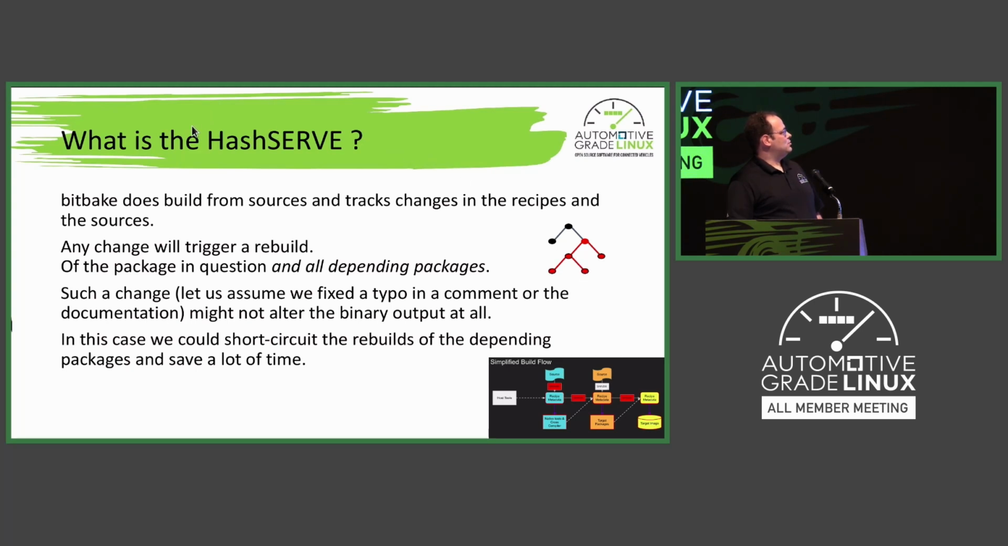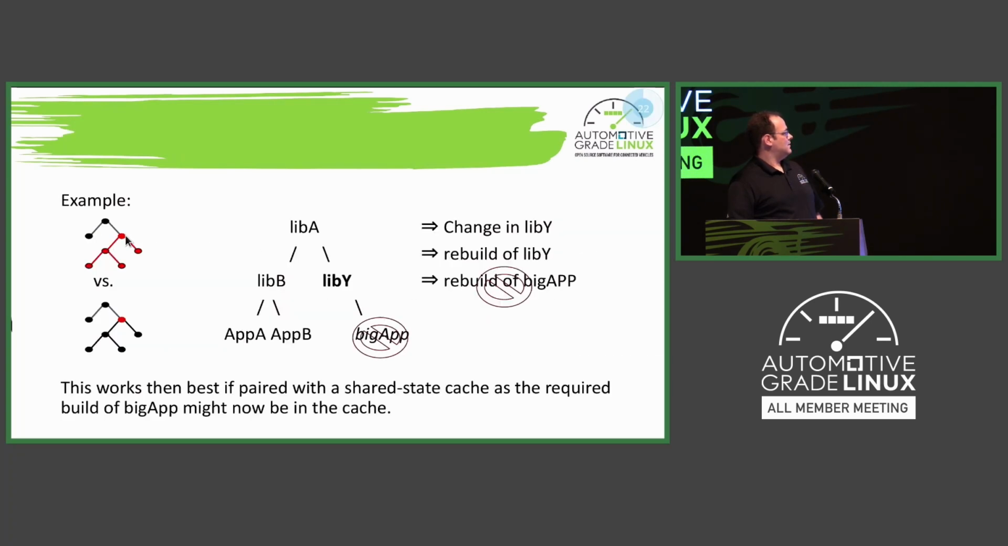There is a new hashserve component that you can use with bitbake builds, and that will basically detect this and say, okay, we have a change, but it did not affect the outcome here, so we do not need to do the full rebuild. Yeah?